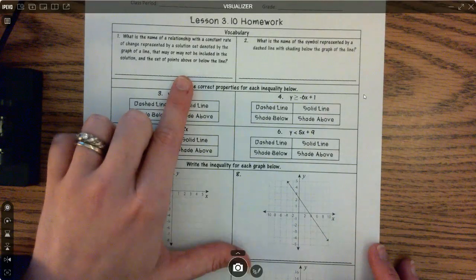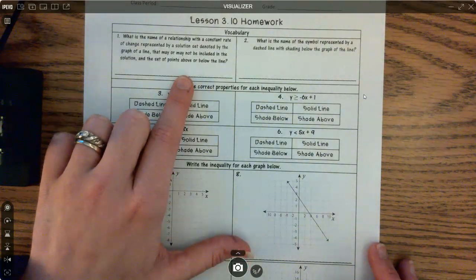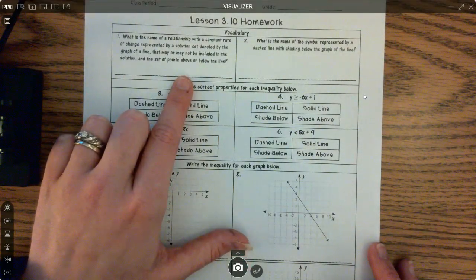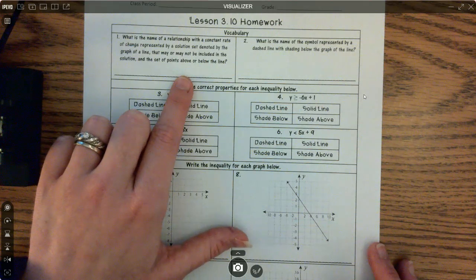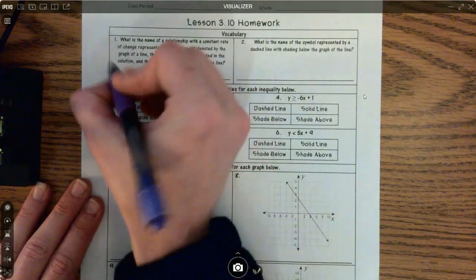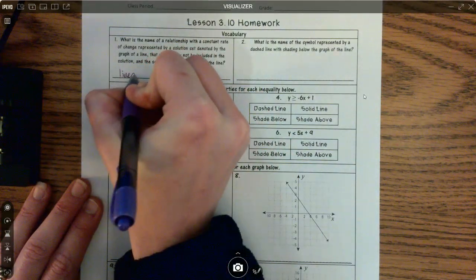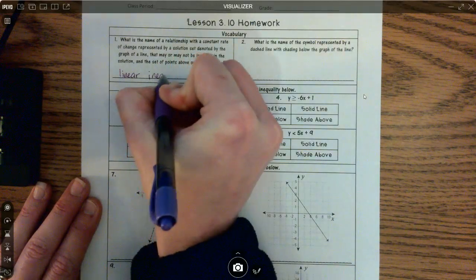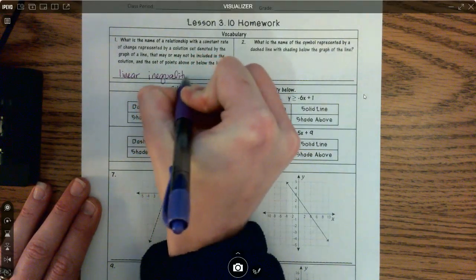So first one, what is the name of a relationship with a constant rate of change represented by a solution set denoted by the graph of a line that may or may not be included in the solution and the set of points above or below the line? So that's a linear inequality. So we're still doing straight lines. We're just not doing equations anymore.